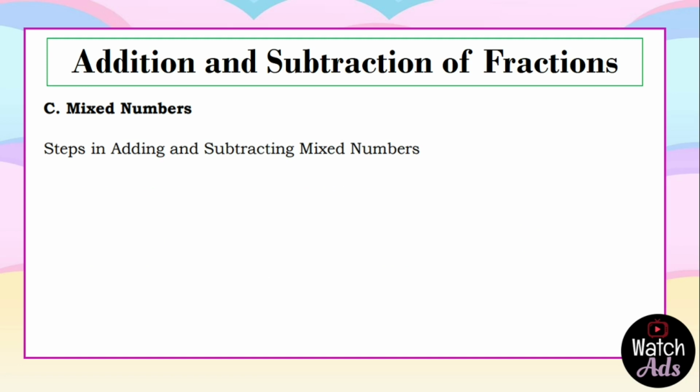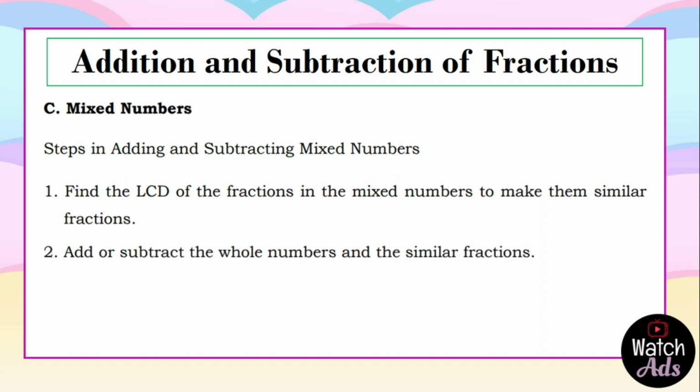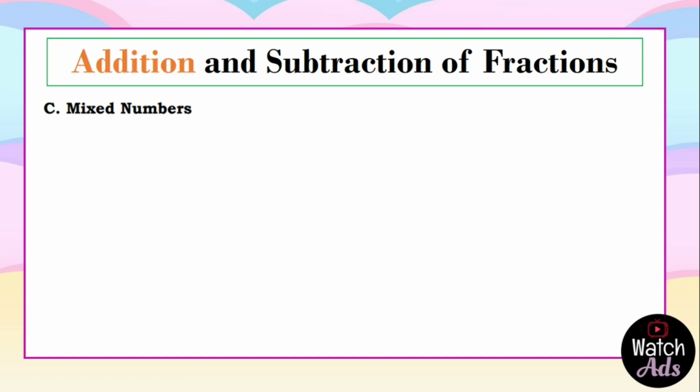We have steps in adding and subtracting mixed numbers. First, find the LCD of the fractions in the mixed numbers to make them similar fractions. Then, add or subtract the whole numbers and the similar fractions. Simplify if the resulting fraction is an improper fraction.